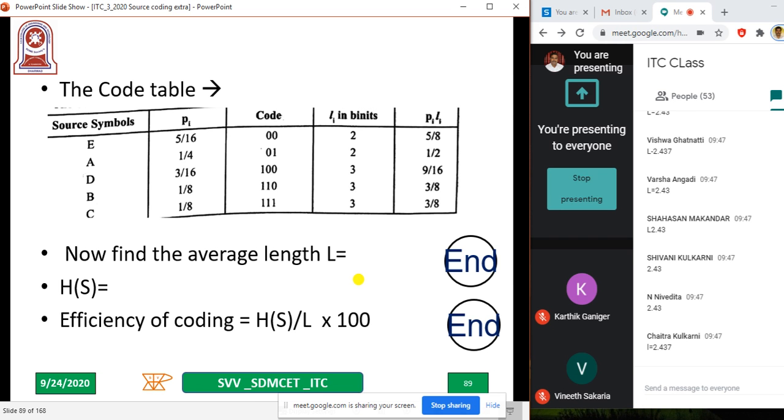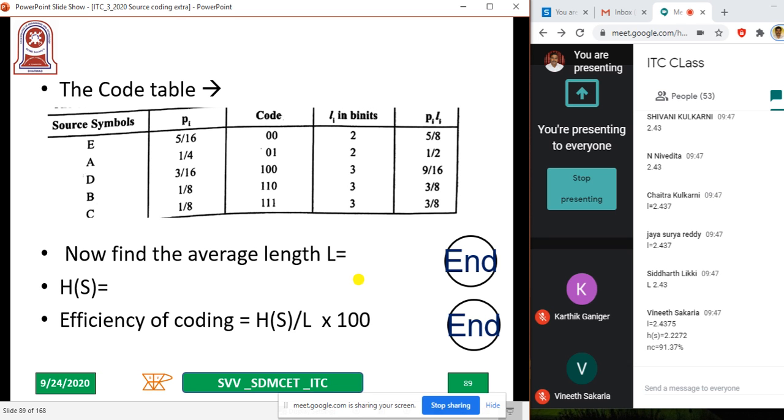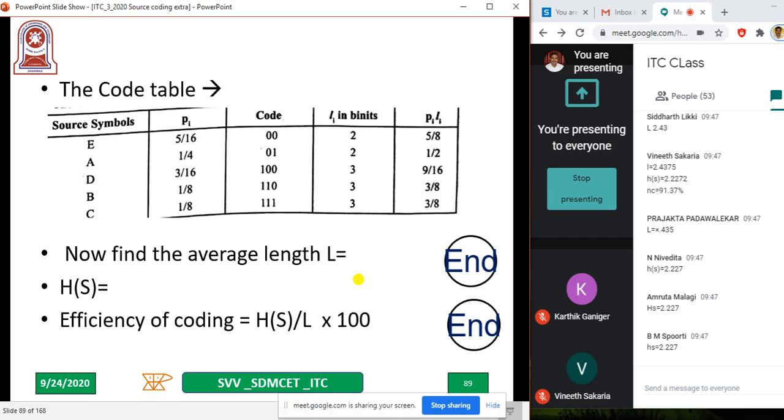Find efficiency. L equal to 2.437. Okay. Vinith has typed H of S 2.22. Efficiency is 91.37. Good, Vinith. Prajakta, L equal to maybe 2 point. I think it has become X point. Huh? Okay. Amrita, Spurti, Shilpa, Charan, H of S 2.227, Shilpa 2.22, Simran 2.22, Pragati 2.2. Nivedita has found the efficiency 91.37, Spurti 91.37, Amrita has found H of S. Abhishek Kulkarni 91.37, efficiency Charan 91.37. Simran 91.38 she has typed. Shilpa 91.35, Abhay 91.37, majority are getting 91.3.